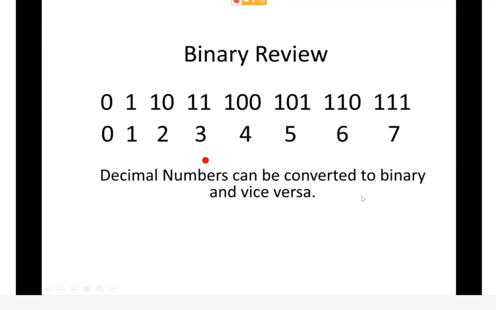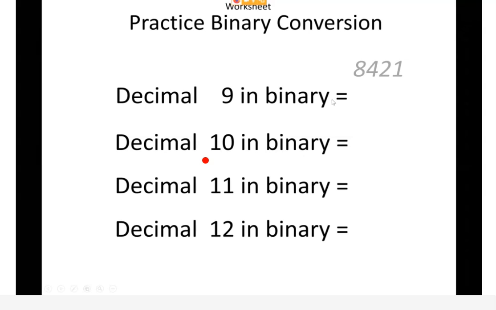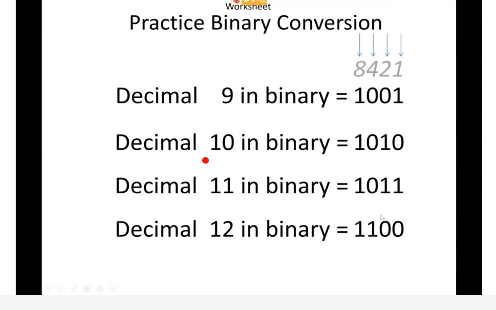So decimal numbers can be converted to binary and vice versa. There's our equivalent, decimal on the bottom, binary on top, and so on. And we can convert 9, of course 10, 11, and 12. An 8 and a 4 is 12.